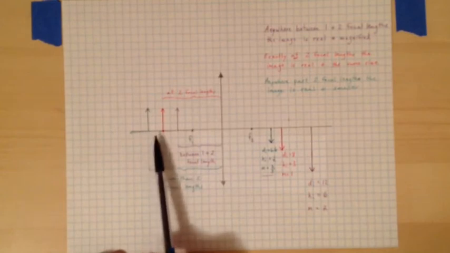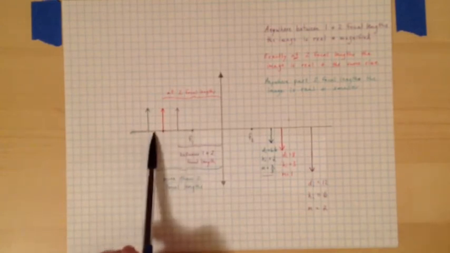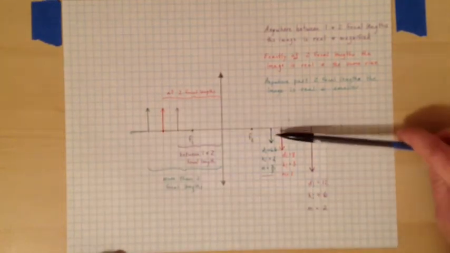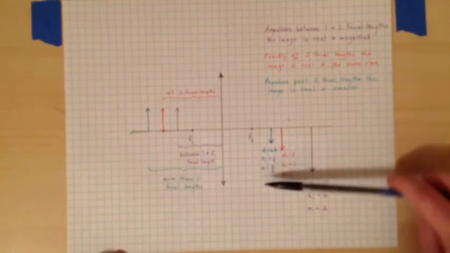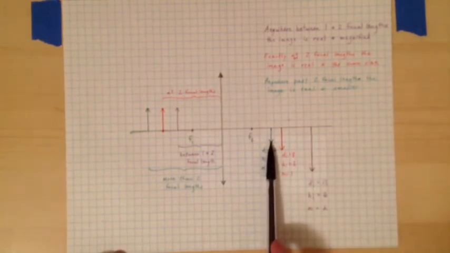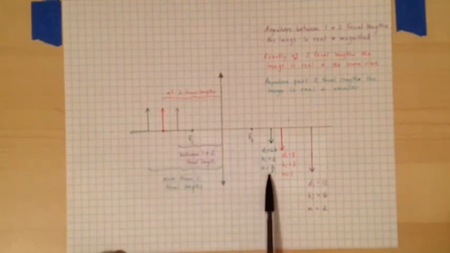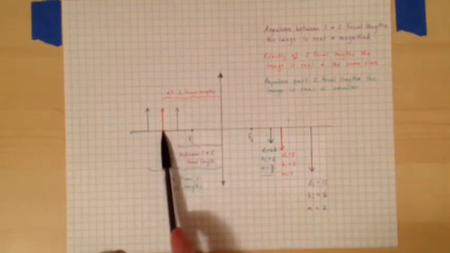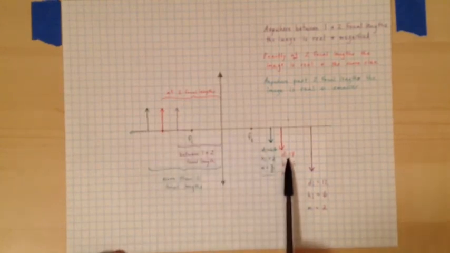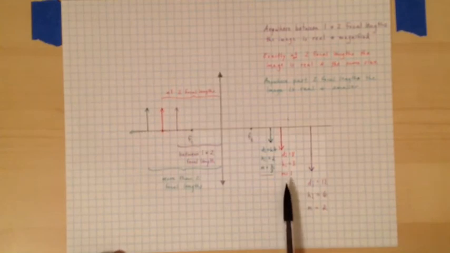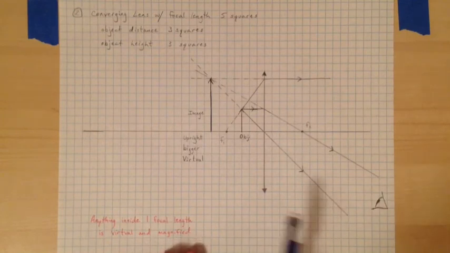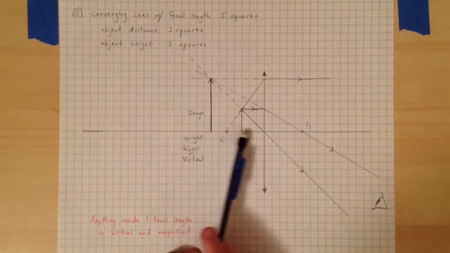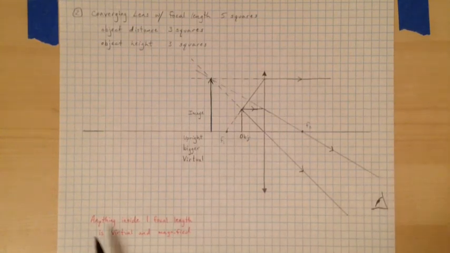The green one out here, anywhere beyond 2 focal lengths away, the image is smaller, inverted, and so the magnification is less than 1. Right? The image is 2 squares, the object was 3 squares, so the magnification is 2/3. At exactly 2 focal lengths away, I get an image that's the same distance, same height, magnification of 1. And then just to look again at this one, the only other image that there is, you can make a virtual image if the object is within 1 focal length. Anything inside 1 focal length is virtual and magnified.